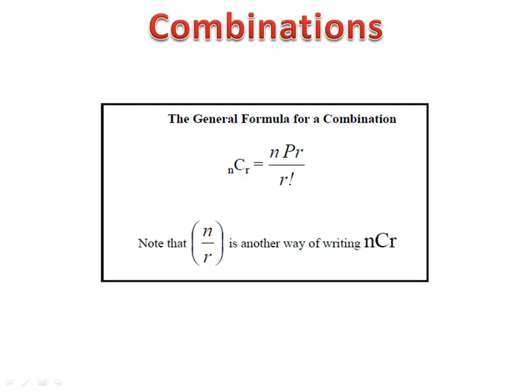Let's take a look at a couple of examples. We can use this formula here, nPr over r factorial, in order to find the value of a combination. Of course, with technology, we typically just put it into our calculator.